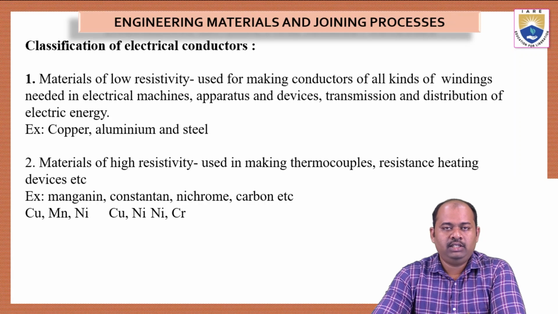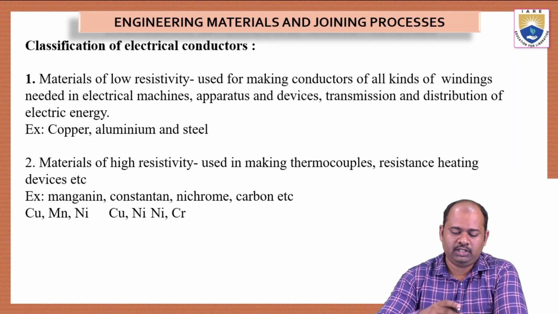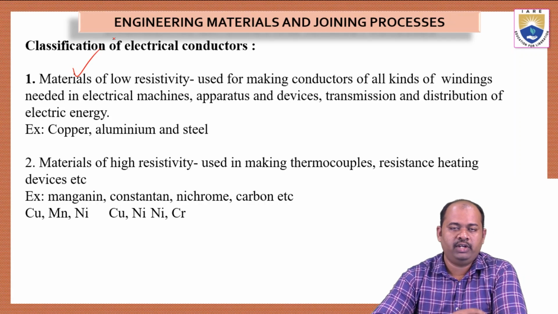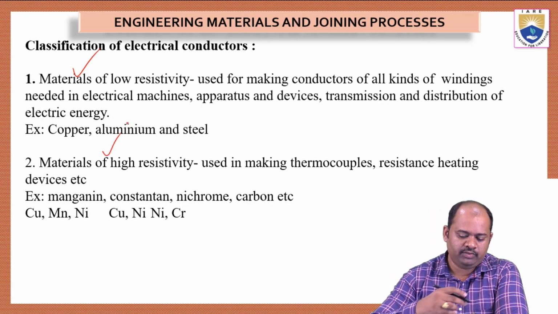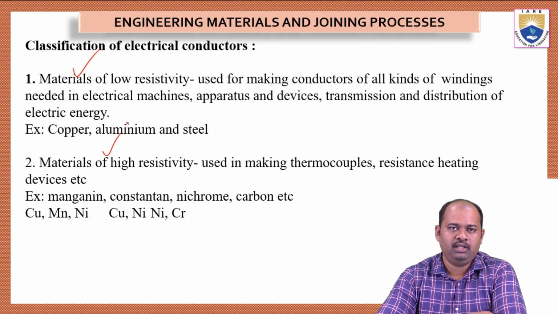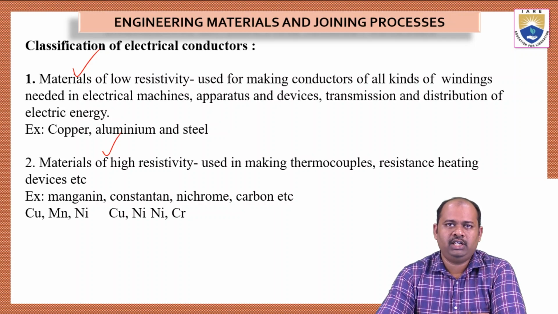Now, let us see the classification of electrical conductors. There are many types of conductors. As of now, we are seeing materials of low resistivity and materials of high resistivity. There are two types of conductors here, materials of low and high resistivities. We will compare these two, why they are materials of low resistivity and where they are used, similarly high resistivity and where they are used.